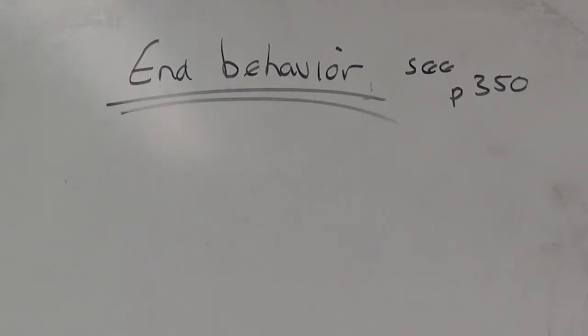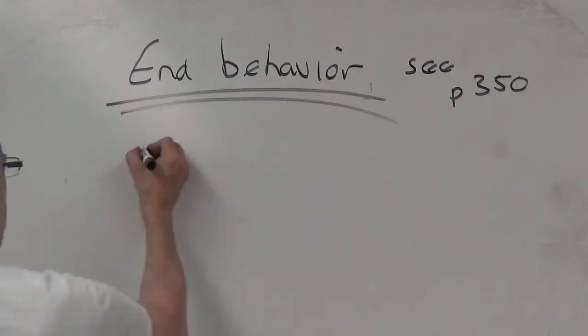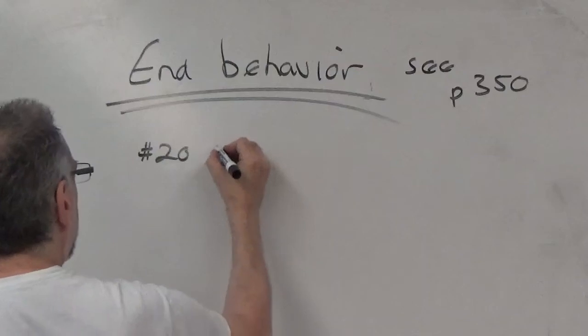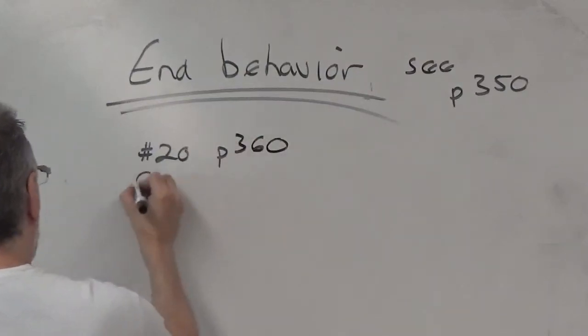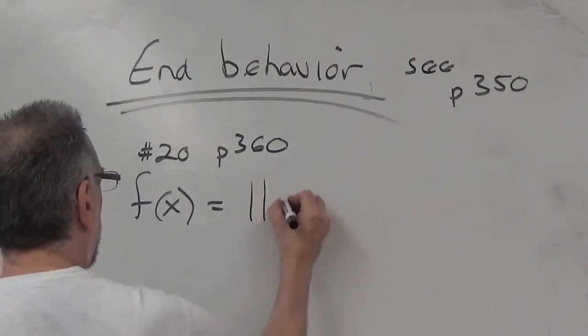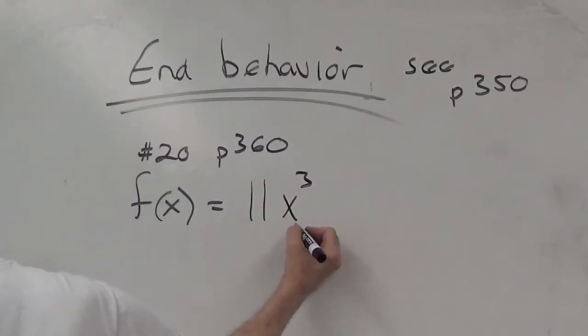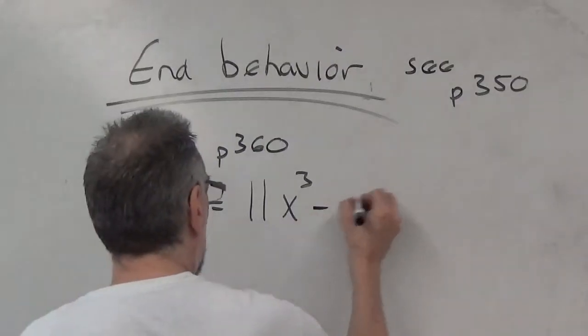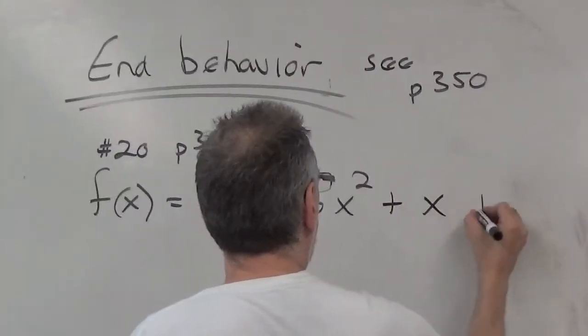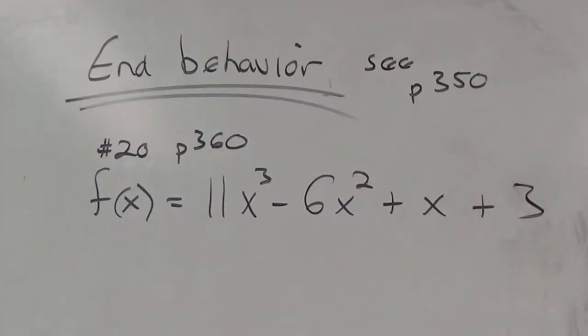So what did I say? Number 20 deals with this. So we're given, this is number 20, on page 360, we're given this function, 11x cubed minus 6x squared plus x plus 3. All right, so that is a polynomial function, right?